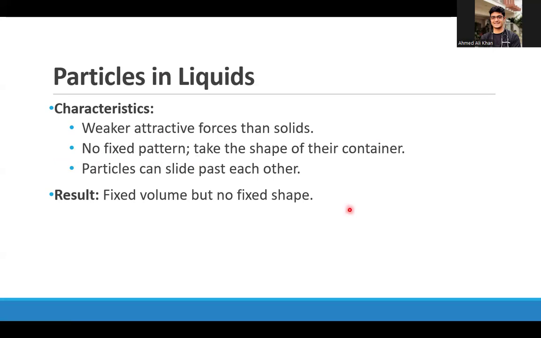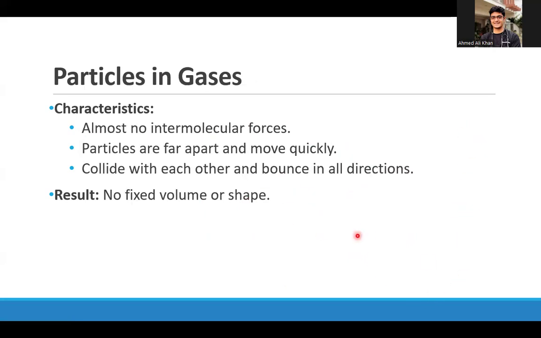Because liquid molecules, when you pour the liquid in a glass, will take the shape of the glass, and that has a fixed volume, right? If you pour the same liquid into a bowl, it will take the shape of that bowl, but the volume of that liquid will be the same, right? So it has a fixed volume but no fixed shape because the liquid's molecules are sliding over each other, and they'll just rearrange themselves to fit into the container.